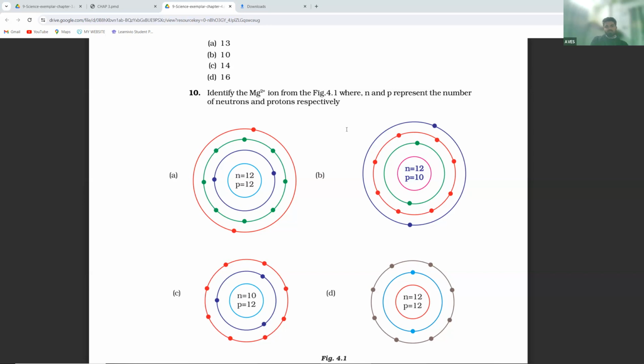It is magnesium 2 positive, so it must have lost 2 electrons. Normal magnesium is 2, 8, 2, so it will lose its 2 electrons and become magnesium 2 positive. So it must have 2 shells, first shell and second shell. This is the correct option. This will be rejected because it has 3 shells. This also will be rejected because it has 3 shells. This will be rejected because it has 3 electrons in the first shell. So D is the correct option. Understood?